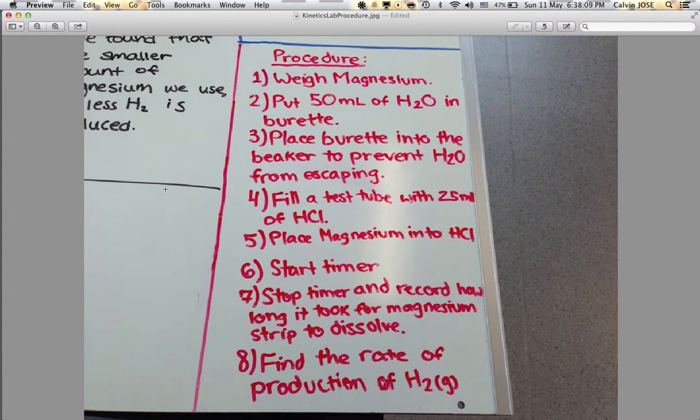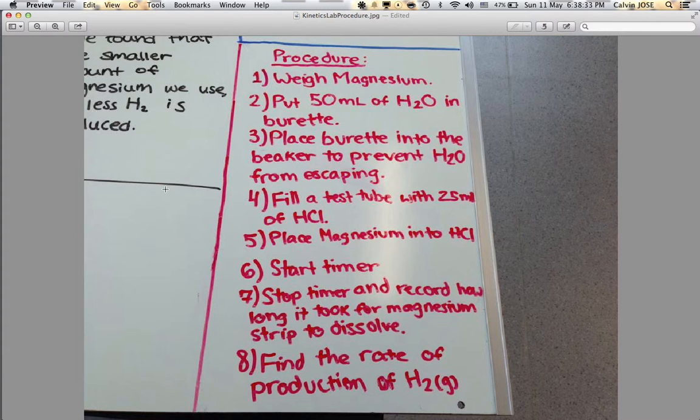So, our procedure was, number 1, we weighed the magnesium. Number 2, we put 50 milliliters of H2O in the burette. We placed the burette into the beaker to prevent the H2O from escaping. Number 4, we filled the test tube with 25 milliliters of HCl. And number 5, placed the magnesium strip into the HCl.